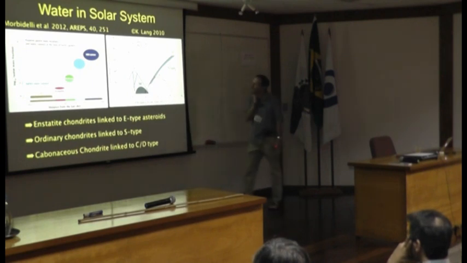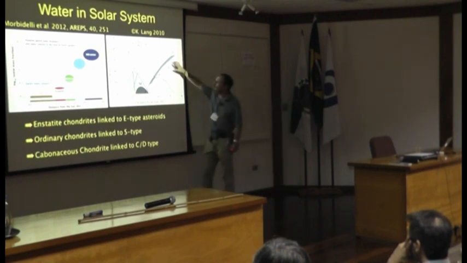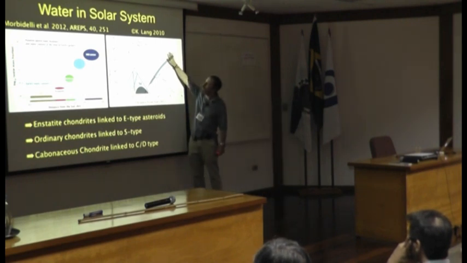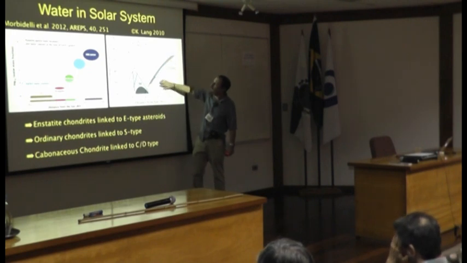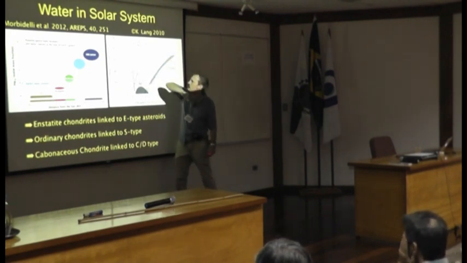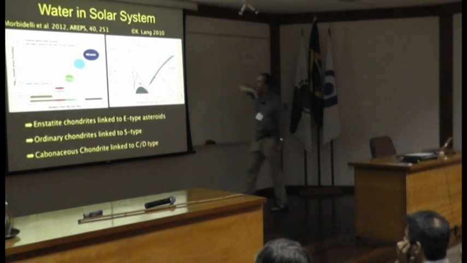So there's a gradient of asteroids in the asteroid belt as defined by their reflectivity, actually. Stuff in the outer parts of the asteroid belt is darker, thought to be more carbon rich. And stuff in the inner parts of the asteroid belt is lighter, thought to be more silicate rich.